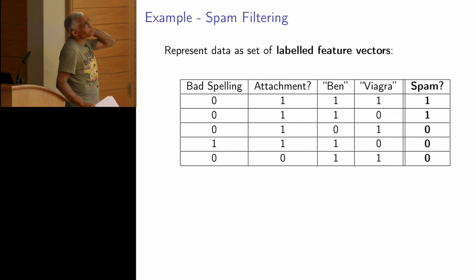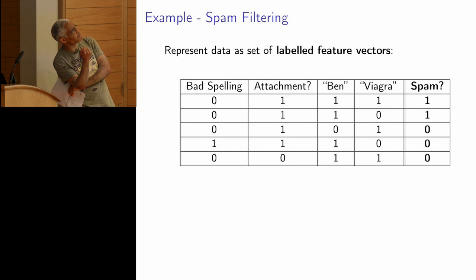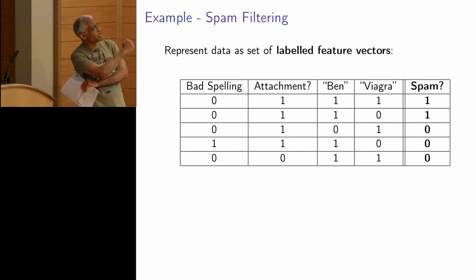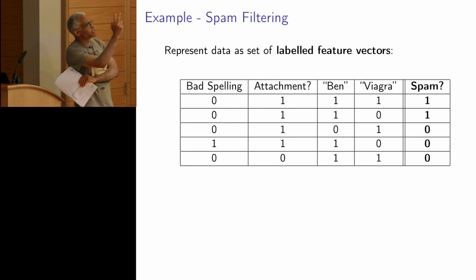So that's our task. If we want to encode this as a learning problem, how are we going to do this? An email is a body of text. But one thing we might do is identify some features of the email and try to judge whether or not it's spam based on these features. So the features could be whether it has bad spelling, yes or no. Does it come with an attachment? Does it contain my name, Ben? Only people who know me well would know to call me Ben. Does it contain the word Viagra? And then there's the judgment, is it spam or not?